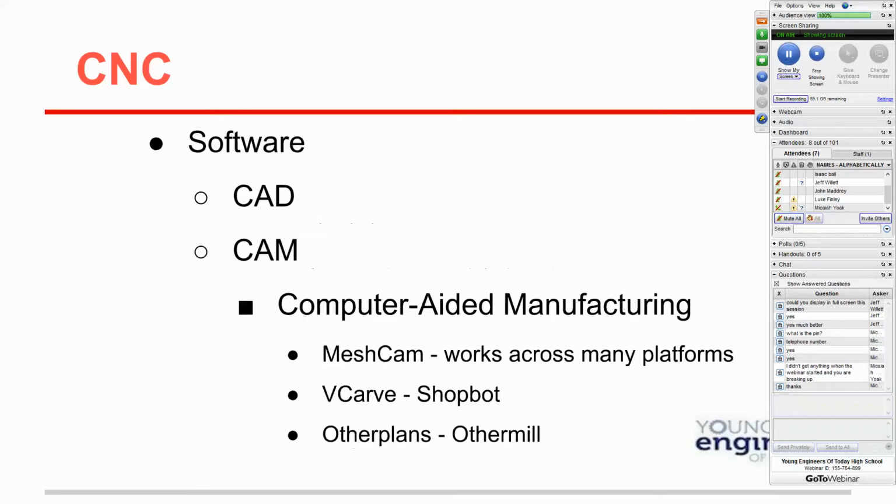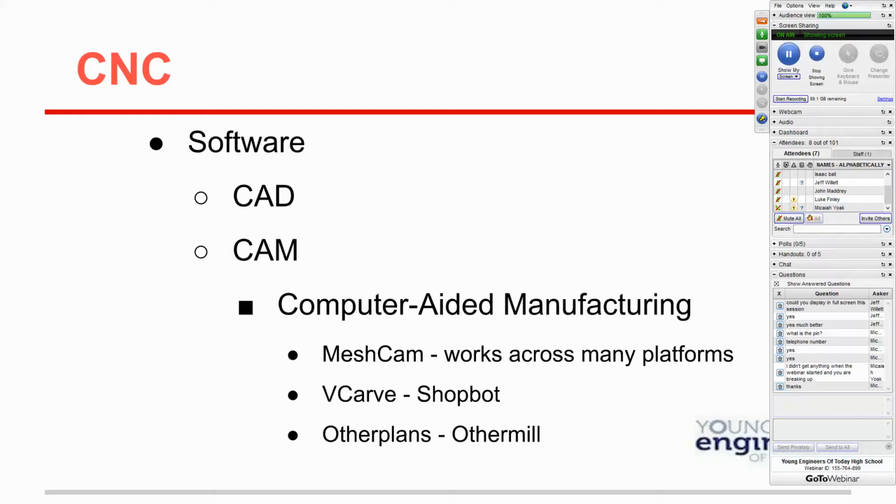It's pretty easy. In CAM software, you've got a few different options, obviously. But here are a few examples. You've got MeshCam, which works across many platforms. It's cross-platform, and it can communicate with many different types of CNC machines. So you can basically bring up the options for the CNC machine that you're using and get it up and running pretty quickly.